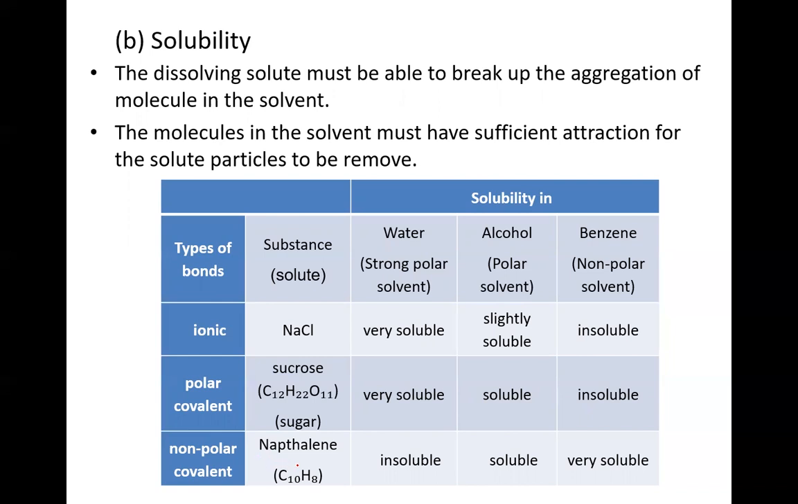Next, an example for a non-polar covalent substance: naphthalene. It is very insoluble in water because naphthalene is non-polar, so it cannot dissolve in a polar solvent, as the solvent does not have sufficient attraction to remove the molecules from between each other. The solubility of naphthalene in alcohol is soluble, but when we dissolve naphthalene in benzene, it is very soluble.